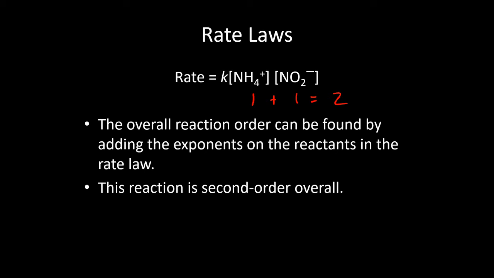So just let me repeat that one more time. When you're taking a look at a rate law like this, you're just going to take a look at the different molecules, the concentrations that are shown, and take the exponents for each of those things. The individual exponents give you the order with respect to that one part. So in this case, it is first order in respect to ammonium and first order in respect to nitrite. But then the reaction overall is all of the individual orders added together. So in this case, it is second order overall.